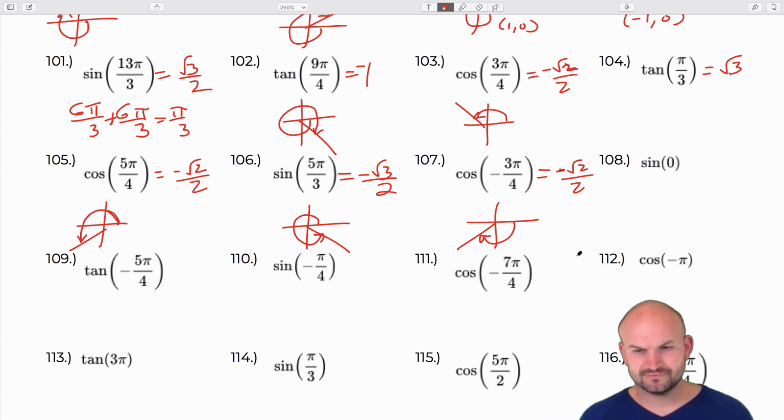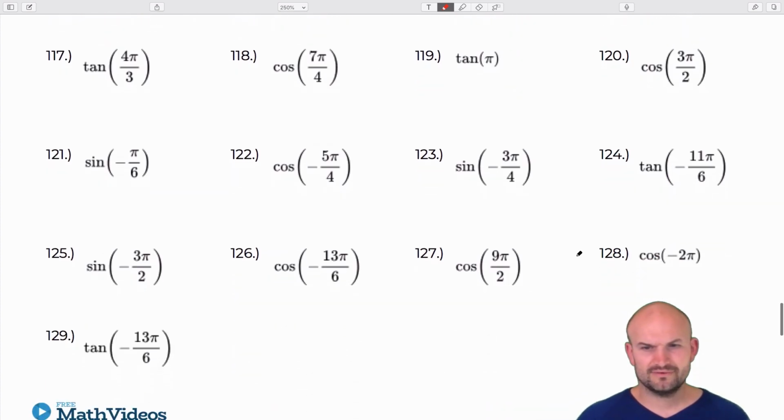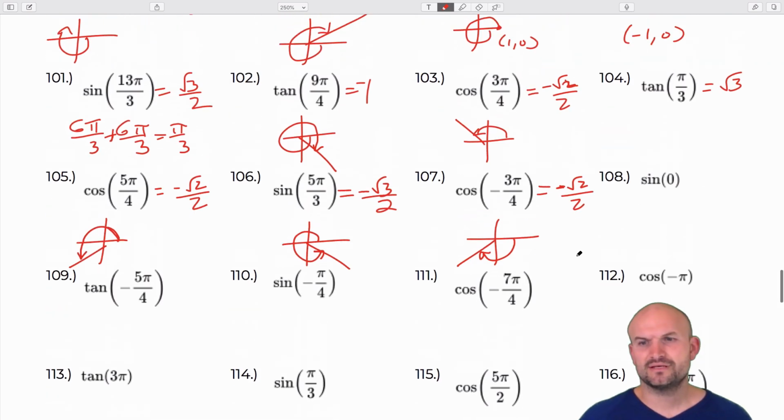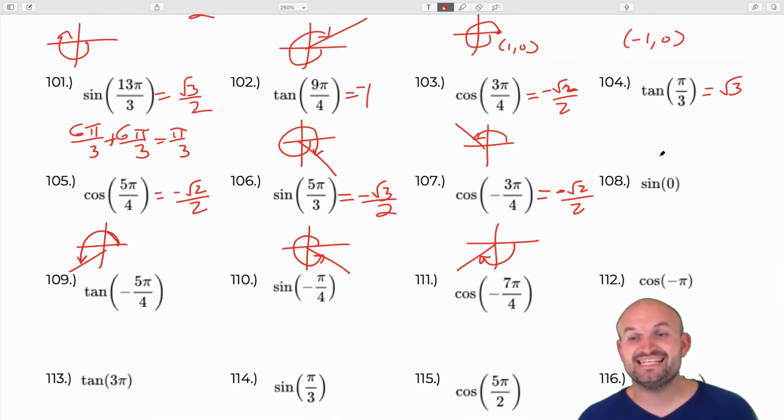The sine of 0, so anyways, the sine of 0 is going to be just equal to, let's see, 1 comma 0. So that's equal to 0.